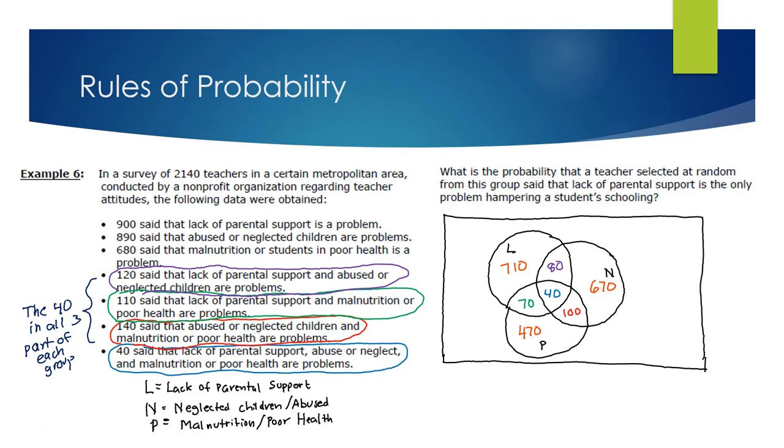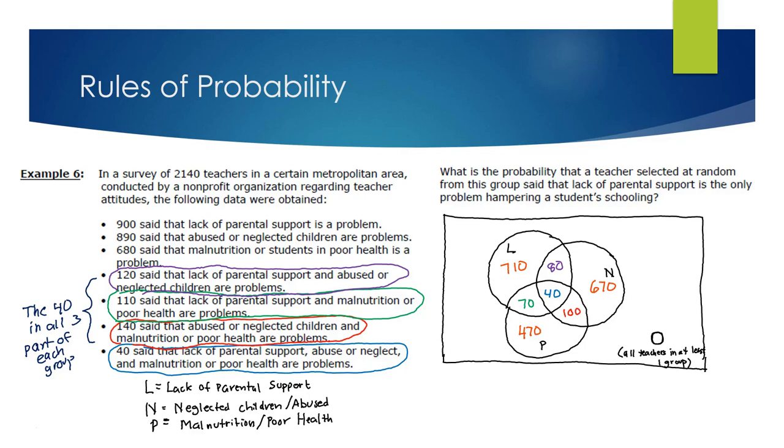Although it's not very important for this particular problem, I could state that the universal outside of this would be 0. So that means that every teacher that responded at least had one of these as a problem in their school. There weren't any that said none of these were problems at their school. So basically my entire sample space is defined by being the region that's encompassed by these three circles.